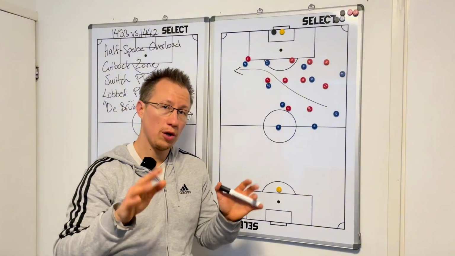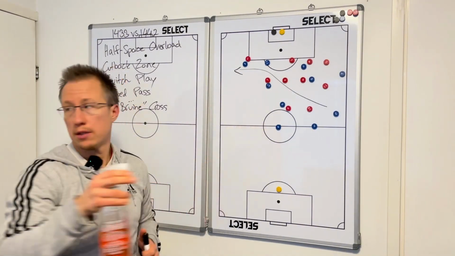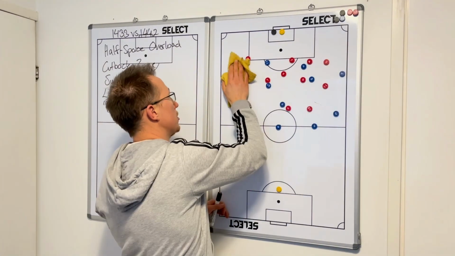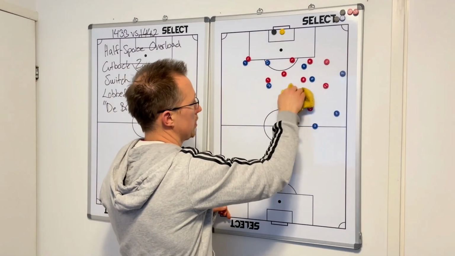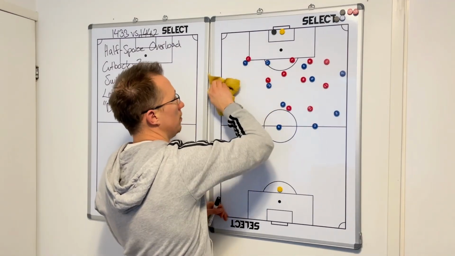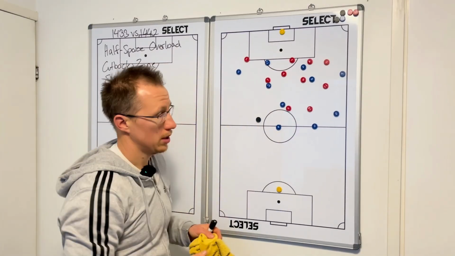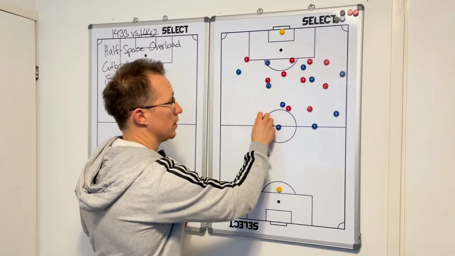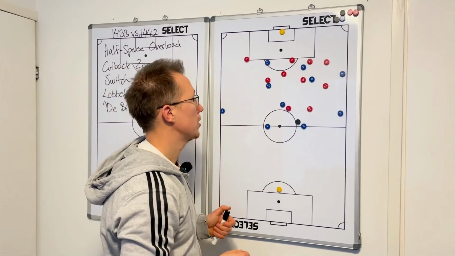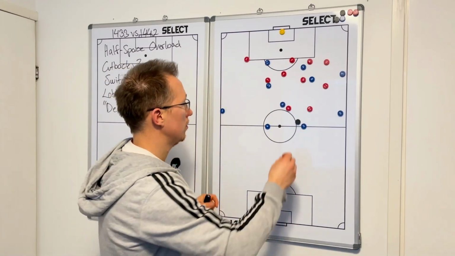Pattern 4, lobbed pass. Let's remove this switch play and create a situation for a lobbed pass. Again, something that not many teams and players utilize enough. Some do pretty well, but it's a simple setup and actually not that difficult to execute.